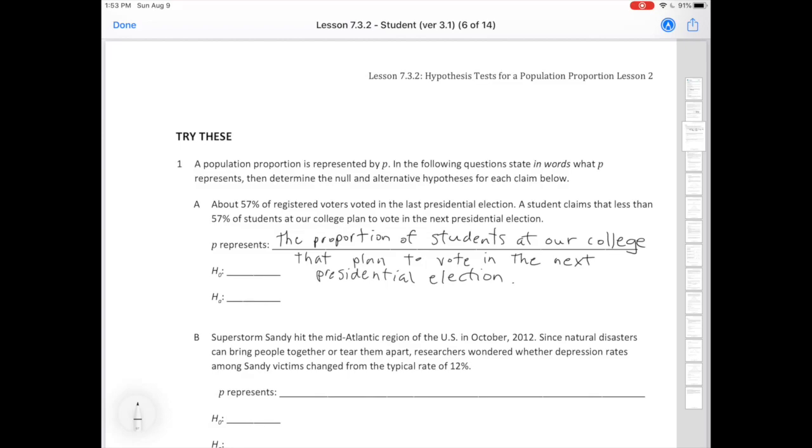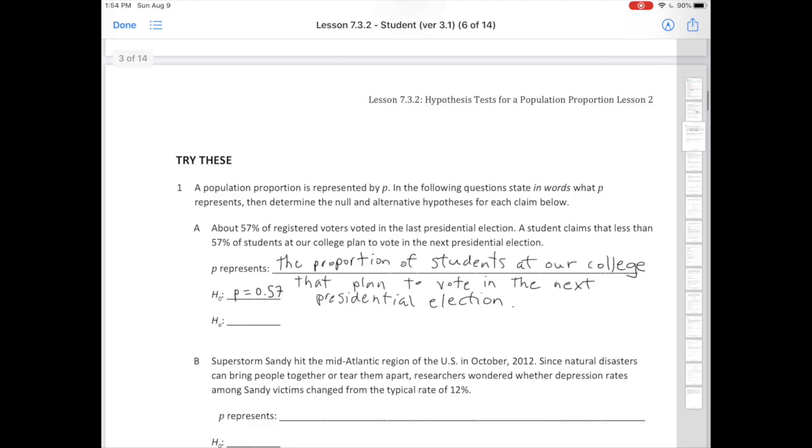So let's start with the null hypothesis. Remember, that is saying that what happened before is still the same. So the null hypothesis here would be to assume that the proportion of students at our college is just equal to 57%, right? Because that's what it used to be. 57% of voters voted in the last election. So P is going to equal 0.57.